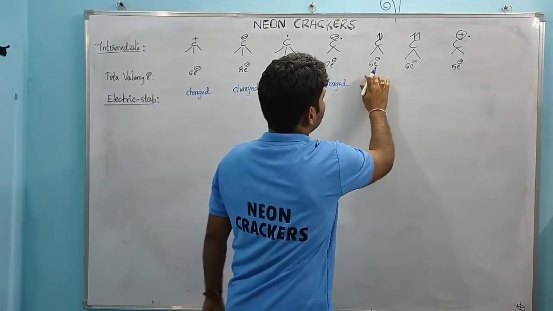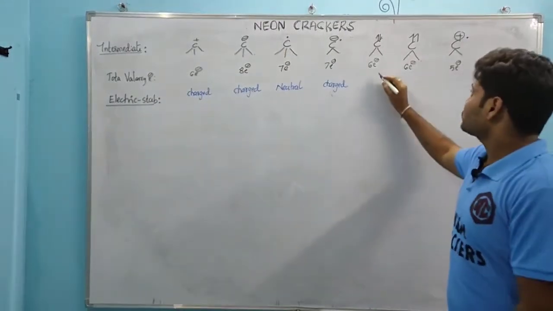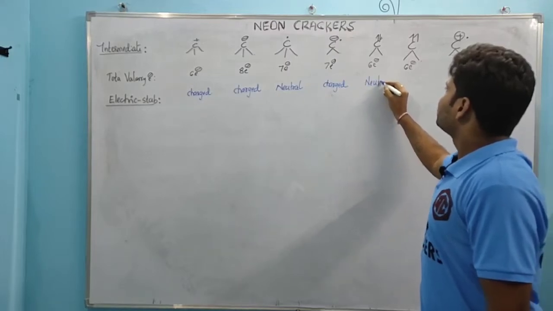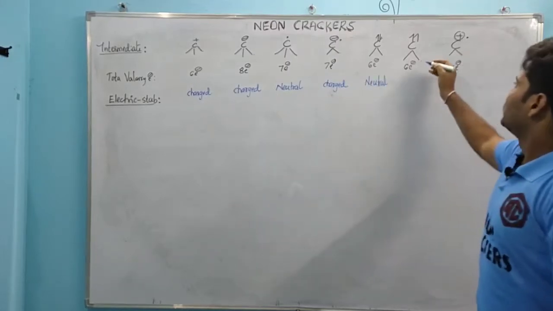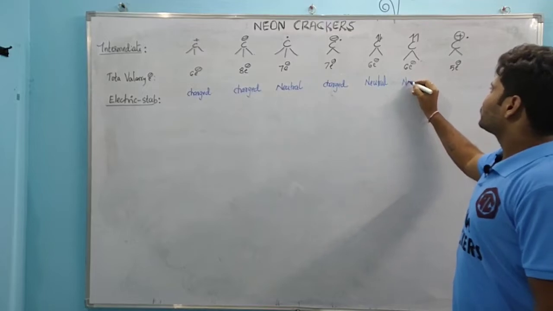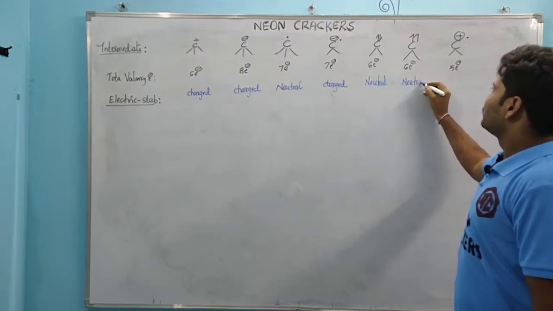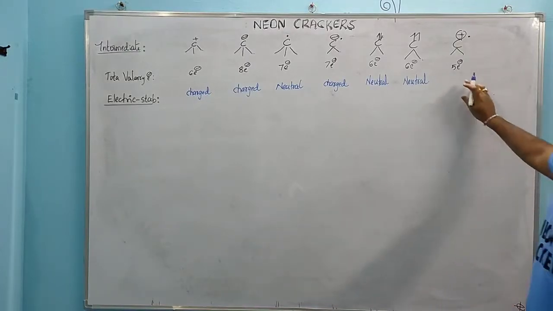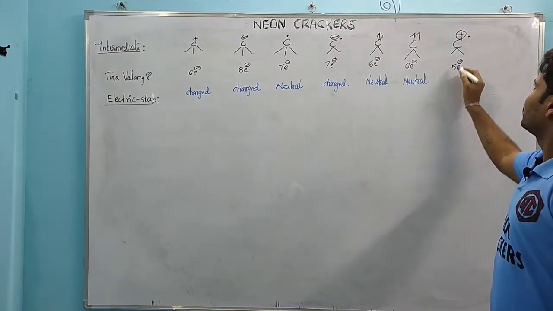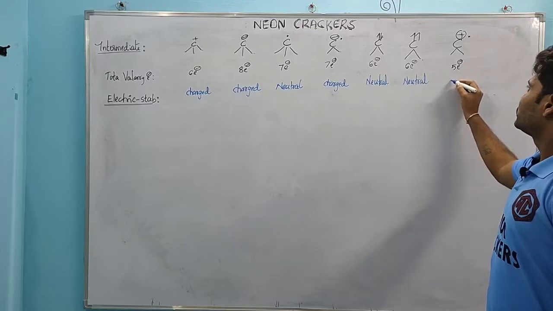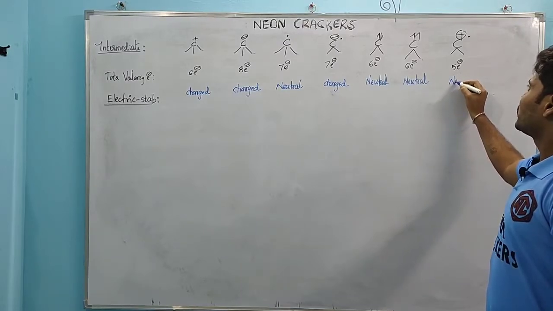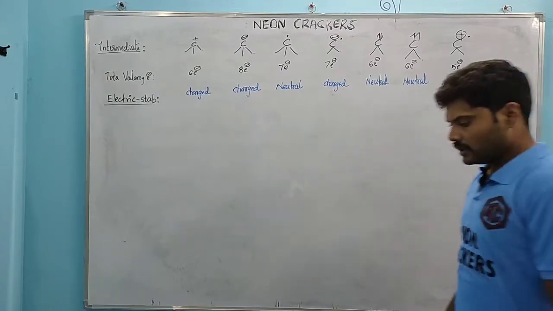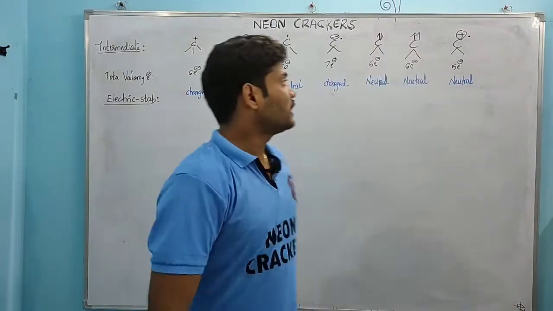Next one, singlet, is neutral. Triplet is also neutral. There is no charge. Next, here, a positive charge is there. Actually, it is not about charge, so it is also neutral because there are only 5 electrons.